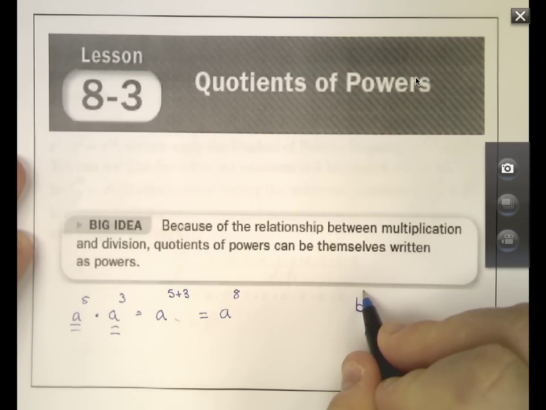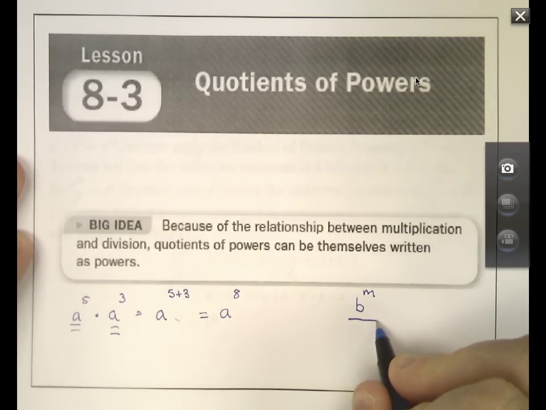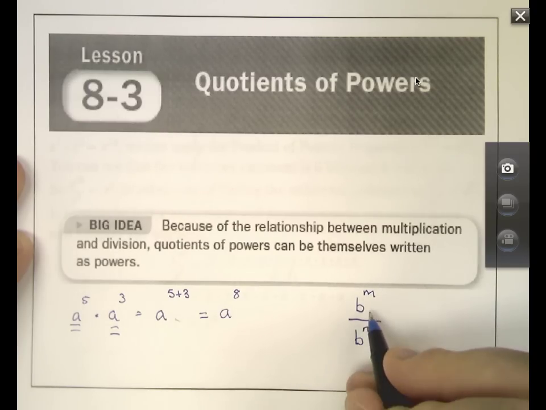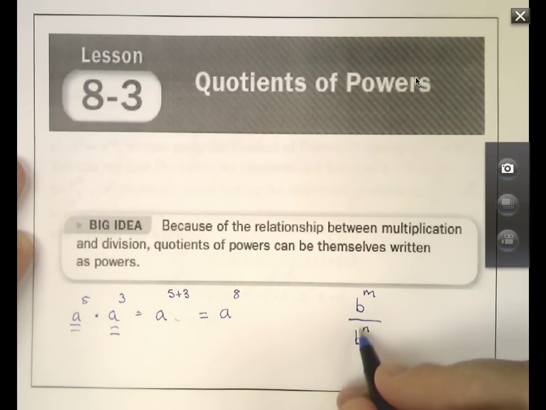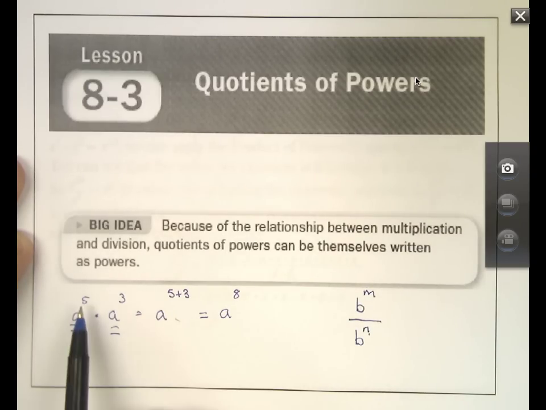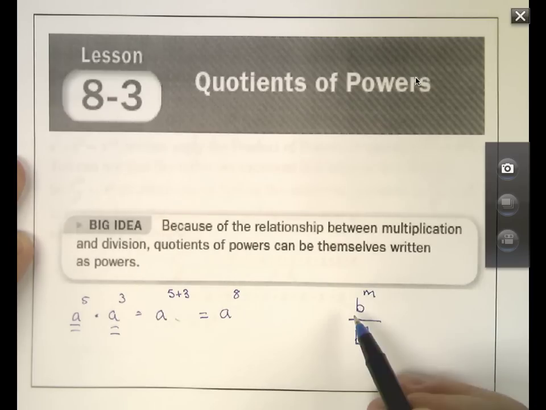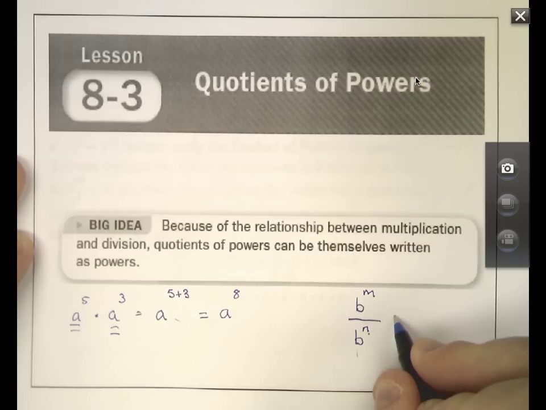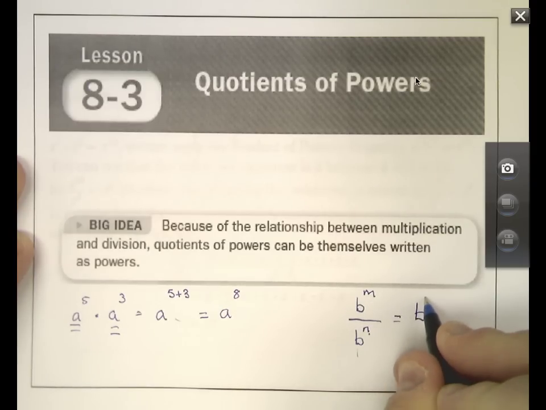If I have the same base, b to the m, divided by b to the n, same base, b, I got m and I got n. Well, if I multiply, I add my exponents. So if I divide my bases, what do you think I have to do with my exponents? I have to subtract.